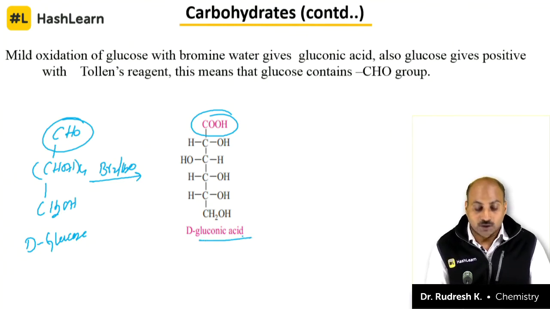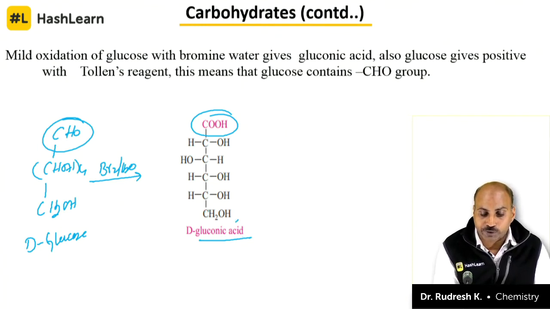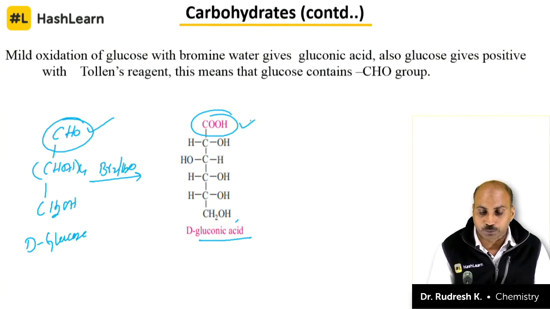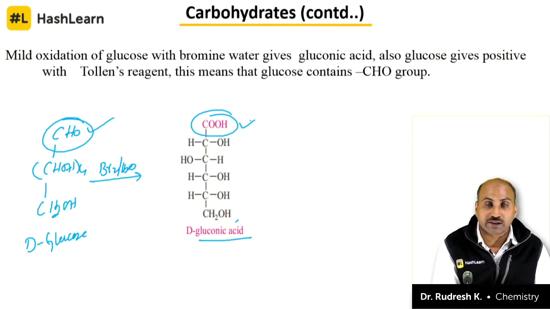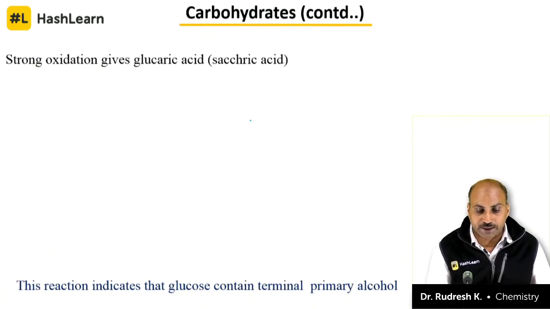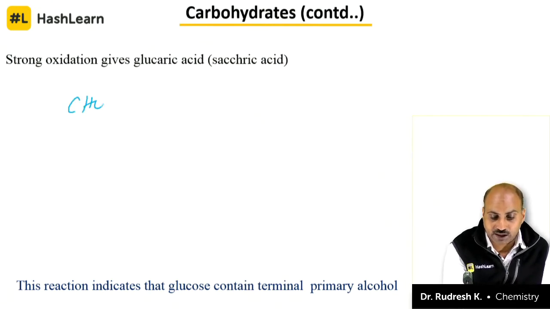So you remember here, the gluconic acid means the primary alcohol group present in the structure is not going to get oxidized. Only the aldehyde group present in the glucose gets converted into an acidic group. So that is the importance whenever it is treated with a mild oxidizing agent. Suppose we go with the same thing, a strong oxidizing agent.